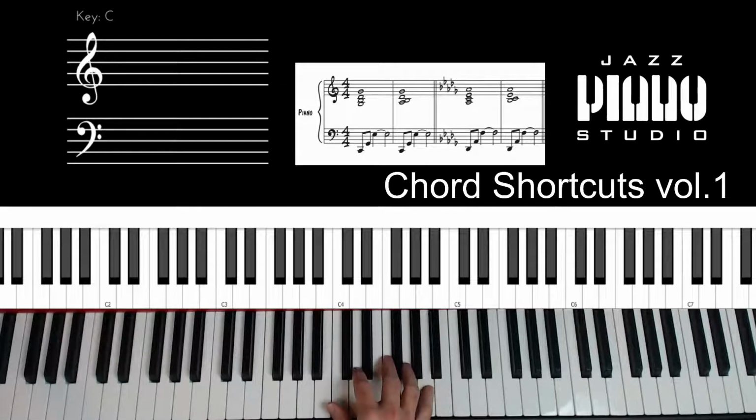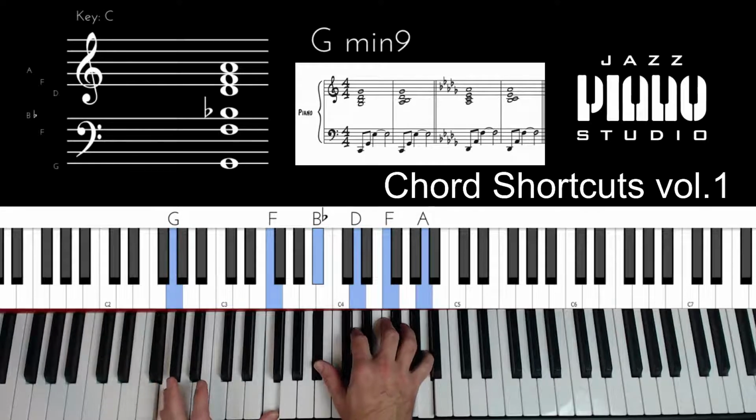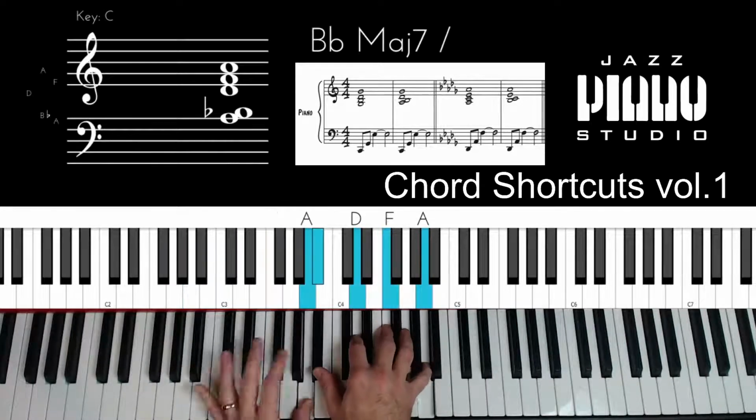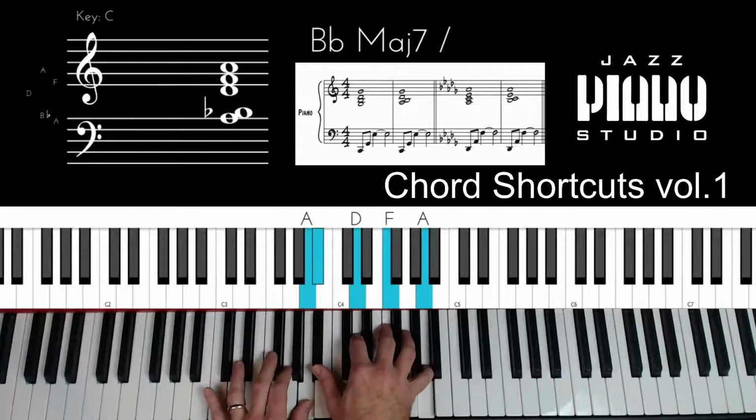I do there, again, this idea of you have a G minor and I do a shortcut, right? B flat major 7, and I can go up and double that. It makes that nice block chord sound.